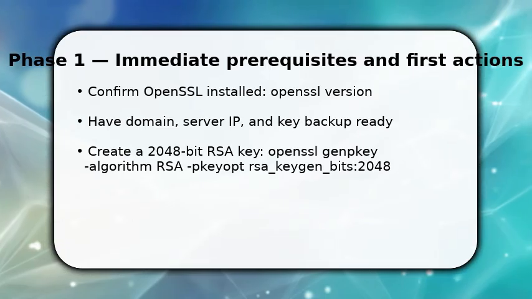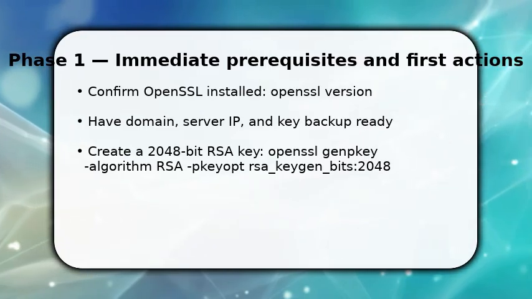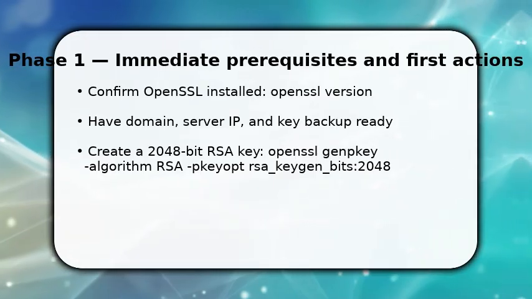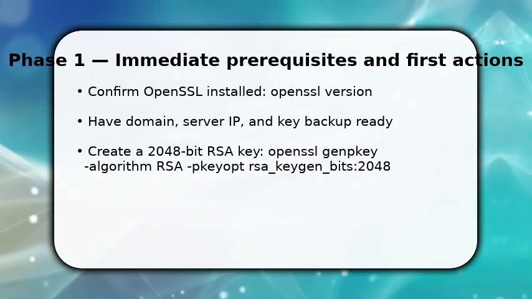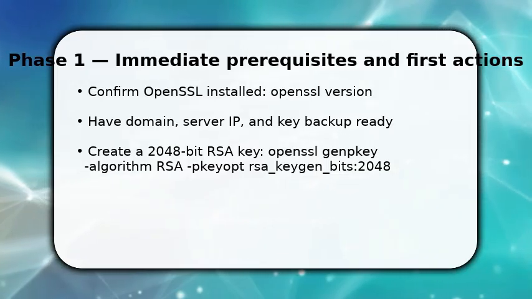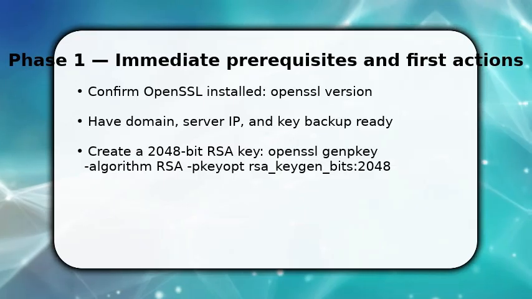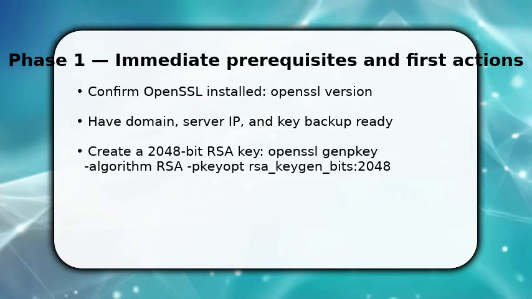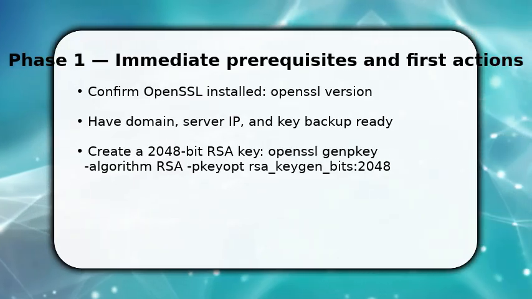You will begin by generating a private key and CSR. This is the foundation of trust. First, confirm OpenSSL is installed, then choose 2048-bit RSA for broad compatibility. Run the genrsa command to create a key file, protect it with proper file permissions, and then generate a CSR with your domain and correct subject fields.